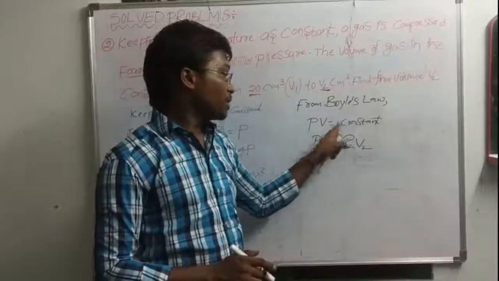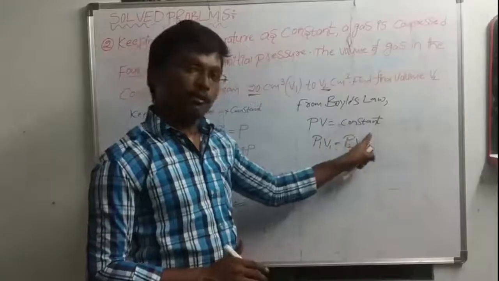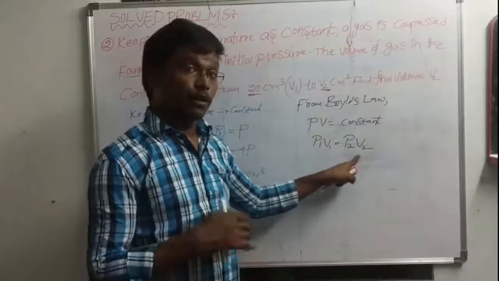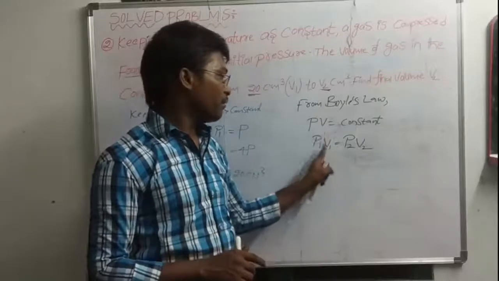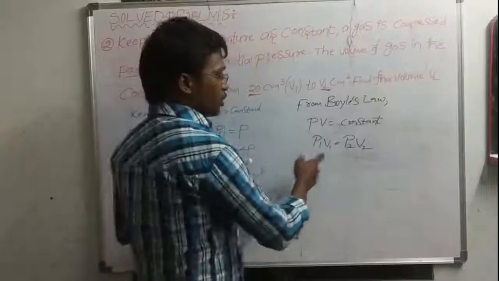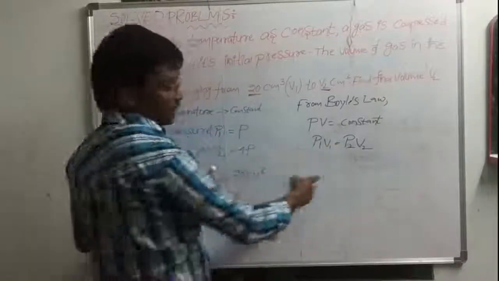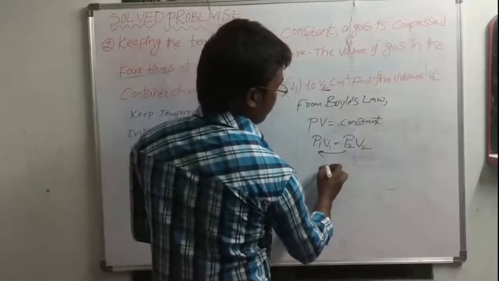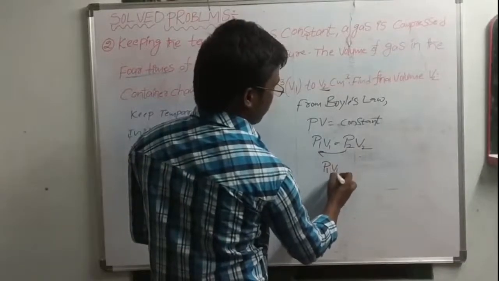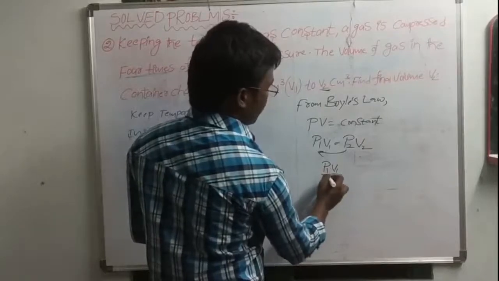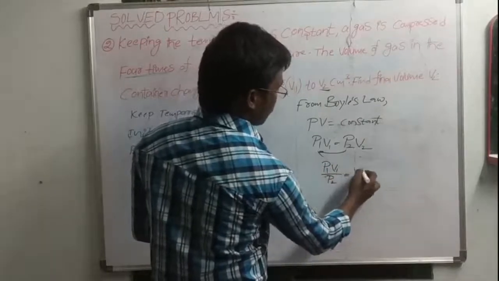PV is equal to constant. Pressure into volume is equal to constant. Whenever the condition is given like this, we can write P1 V1 is equal to P2 V2. Okay. So which value do we have to find? V2 value. So P2 you can send this side. P1 V1 by P2 is equal to V2.